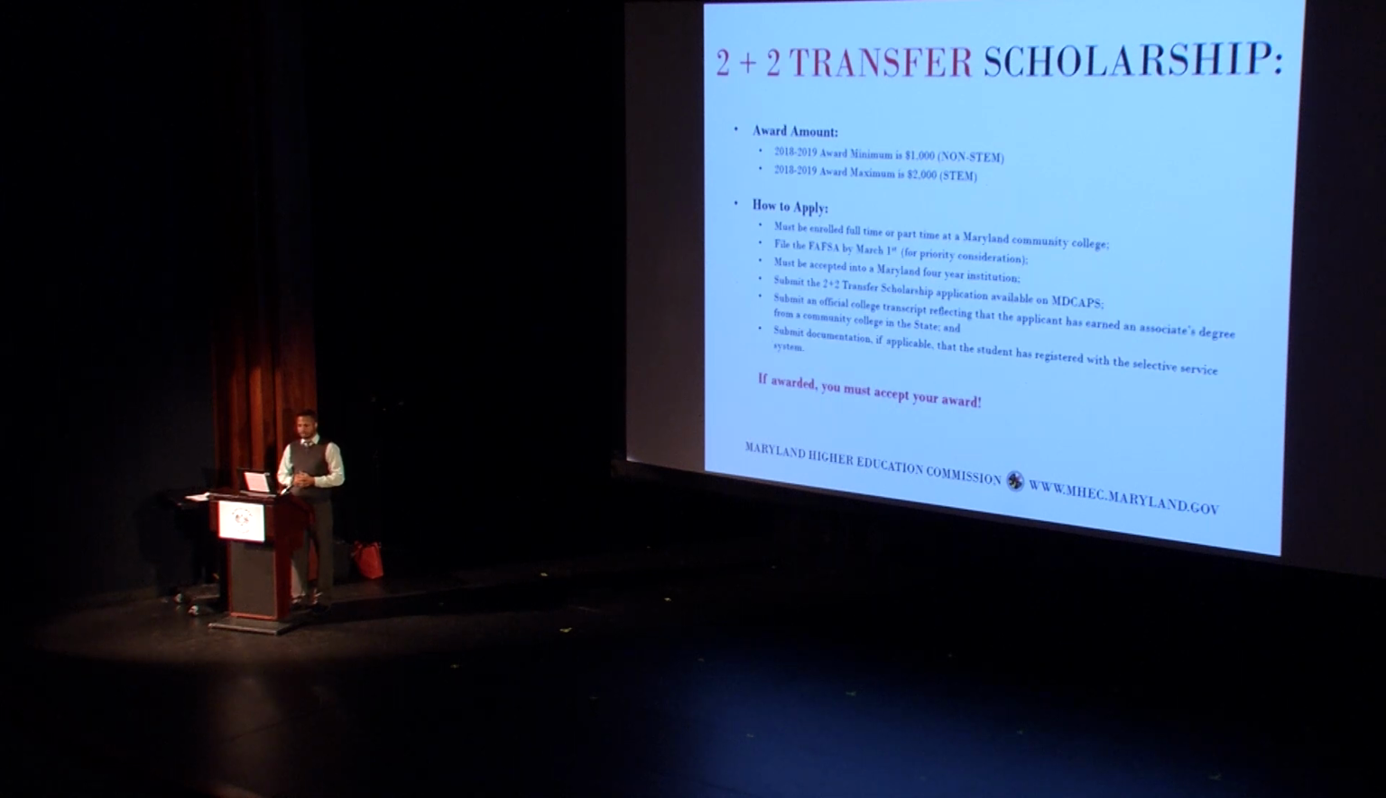There's a 2+2 transfer scholarship for up to $2,000 for students that are enrolling in STEM majors and graduating from a Maryland community college. A STEM major is science, technology, engineering, and mathematics. There are majors related to those. Now just also keep in mind that the deadline is March 1st. They must submit an official college transcript as well as complete the 2+2 transfer scholarship application that is available through the MDCAPS account. If we require any additional documentation, we will let you know, and we'll also let you know the deadline by which to submit that documentation to us. But you must apply in the final semester of your community college career.